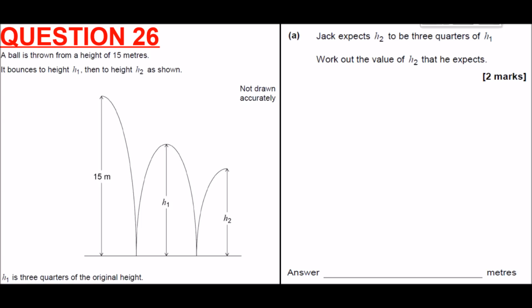Question 26, we've got a ball bouncing from a height of 15 metres. And we're told some information about this ball bouncing. As you can see, it starts from 15 metres, bounces once, goes back to a height of h1, bounces for a second time, returns to a second height, which again is less than the other two. Eventually the ball will just settle down and roll along the floor. And we're told here that h1, this one here, is 3/4 of the original height. Well, the original height just means the first height, which we're told is 15 metres, and we're also shown this on the diagram.